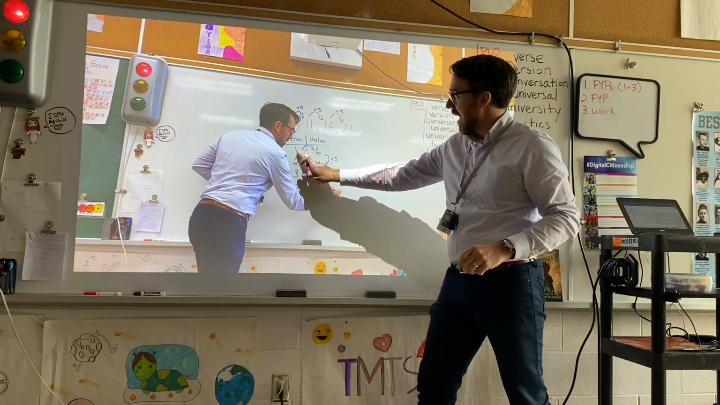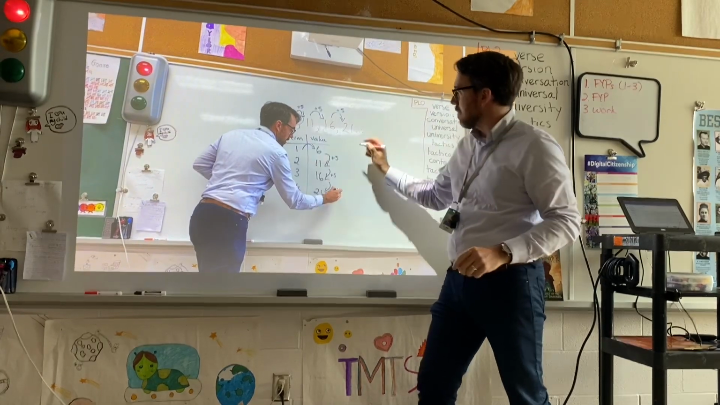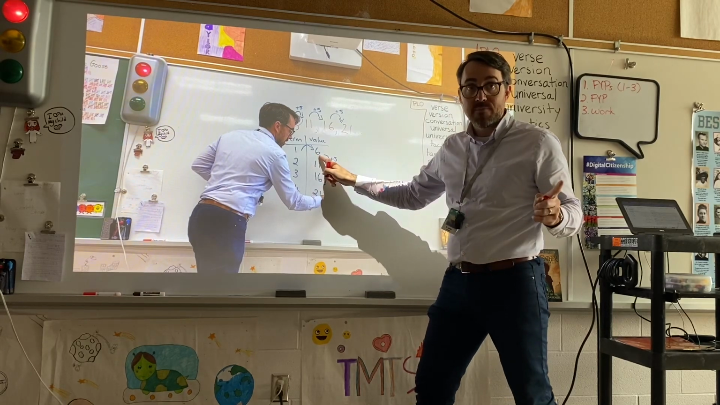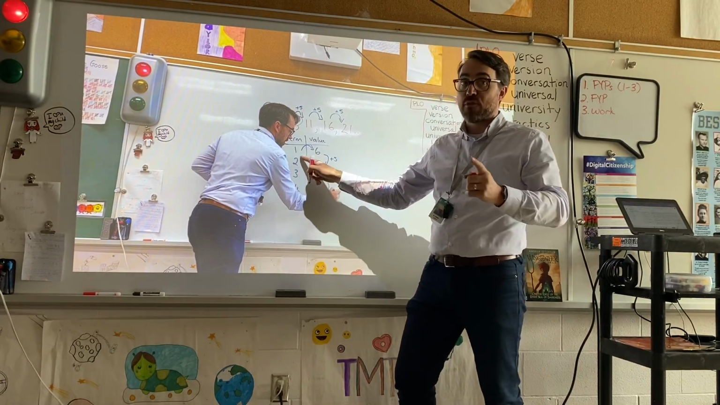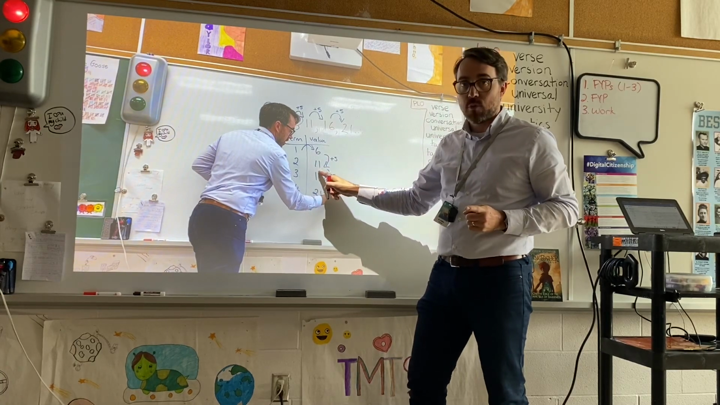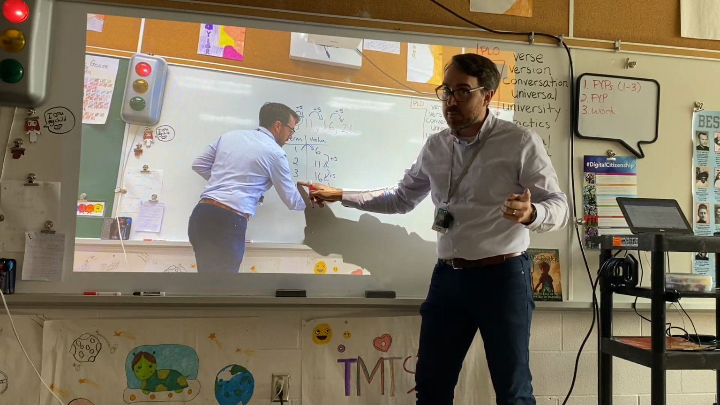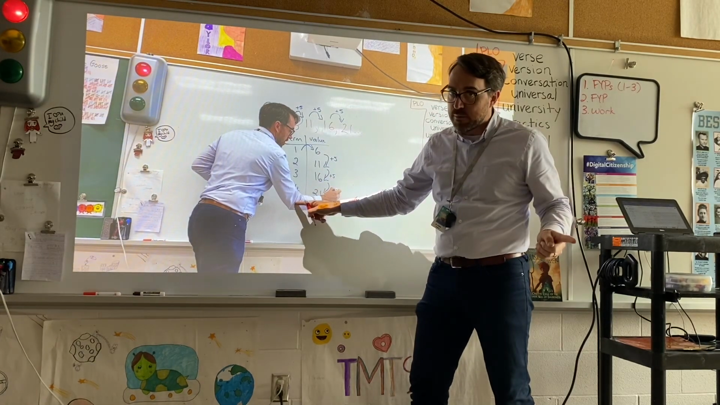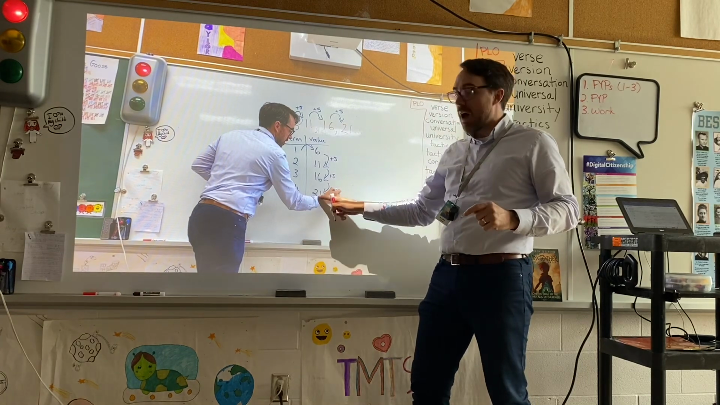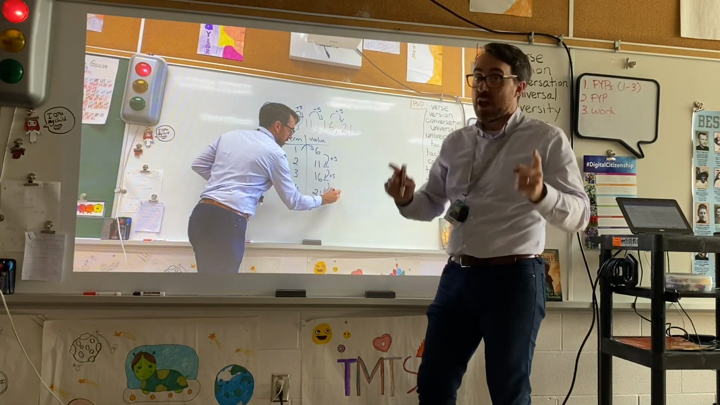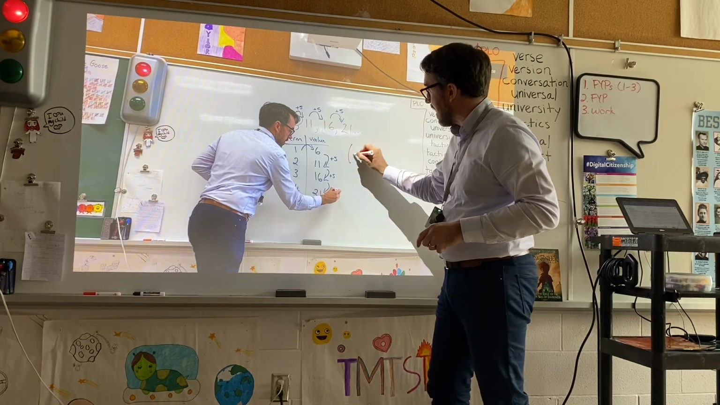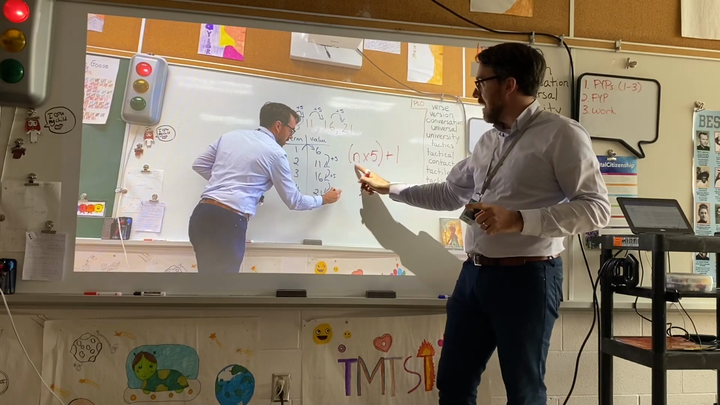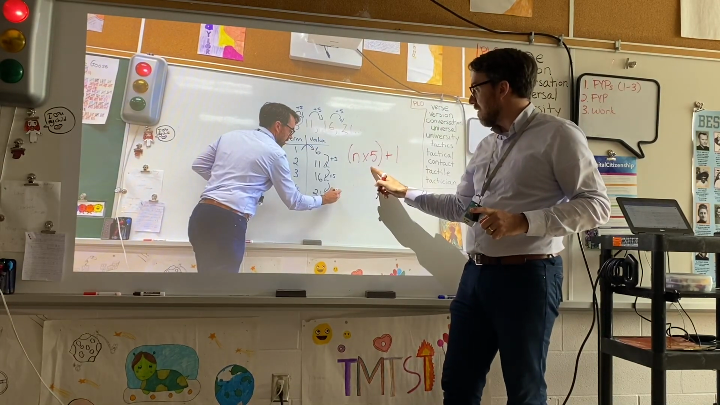Look at this. Term 1 times 5 gives us 5, plus 1 is 6. 2 times 5 is 10, plus 1 is 11. 3 times 5 is 15, plus 1 is 16. 4 times 5 is 20, plus 1 is 21. So actually, one of our patterning rules can be like this: (n times 5) plus 1, with n being the term.